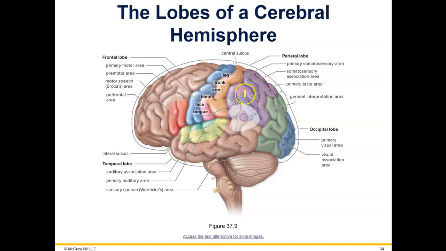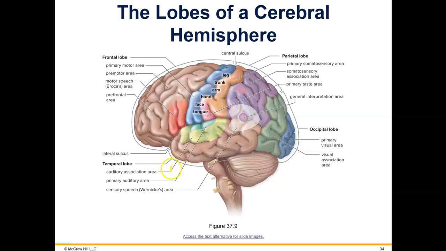You have the somatosensory association area. The primary taste area is here in pink. General interpretation area is right here. And I think that's known as Wernicke's area. I don't know how to spell it, but anyway, that's what it's called.